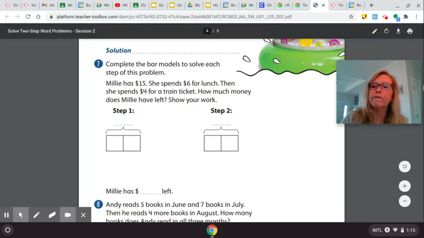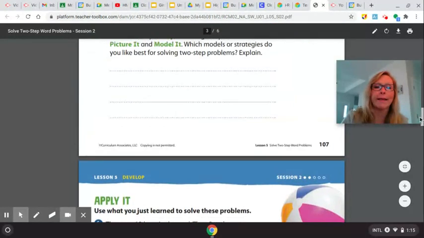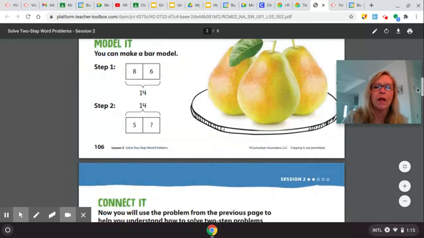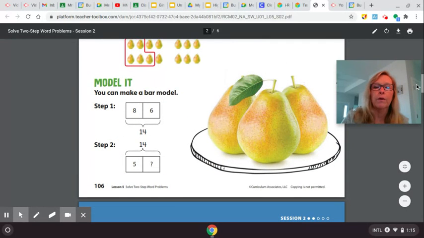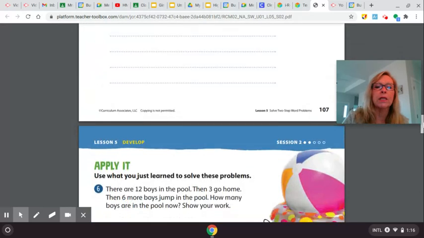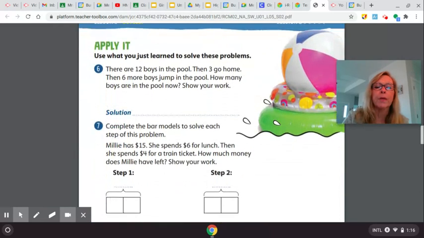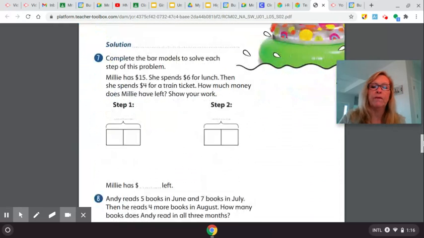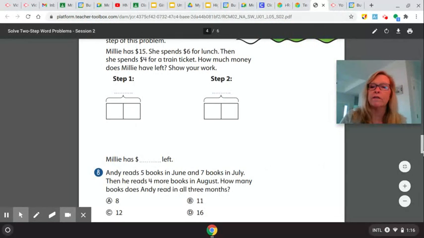Now, if this is confusing to you, here's what I want you to do. I'm trying not to tell you exactly what to put for your answers. But go back to here. Remember when we had our 8 pairs and our 6 pairs, we had 14. Then we started out with our 14 pairs. We knew we gave 5 to a friend. What is left? We are doing the same thing with this. With Millie, I think her name was. Yep. So same thing with Millie. And then you're going to write how much money does she have left.